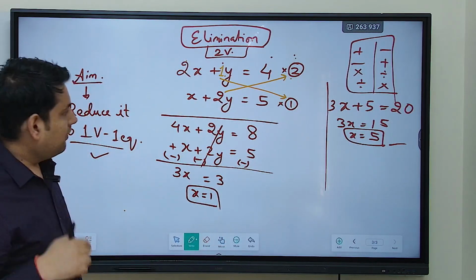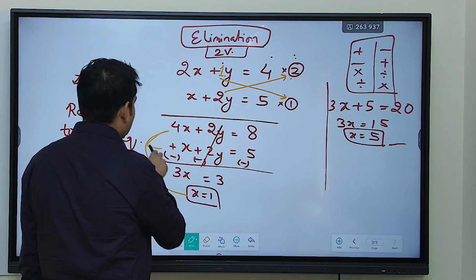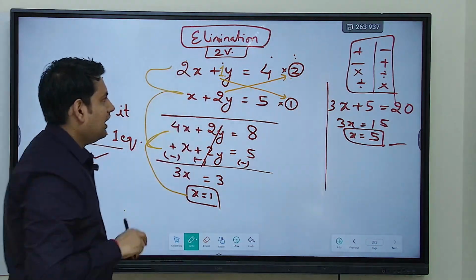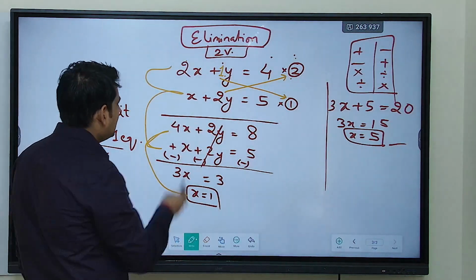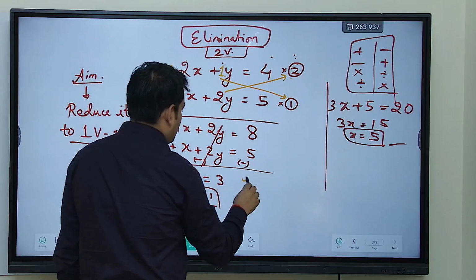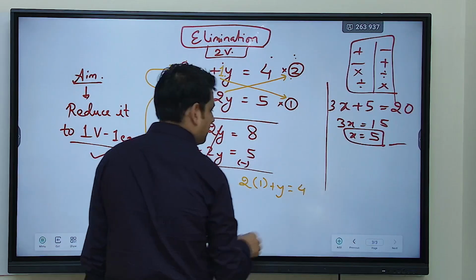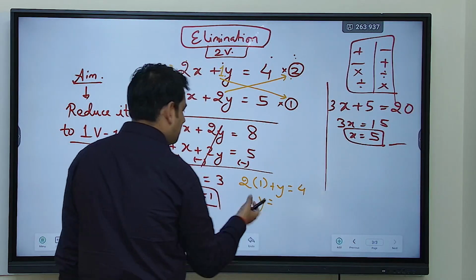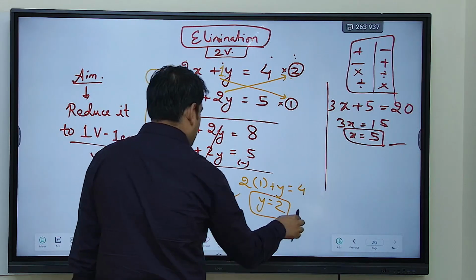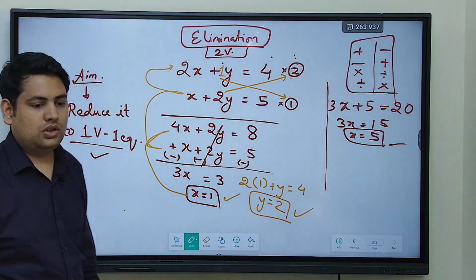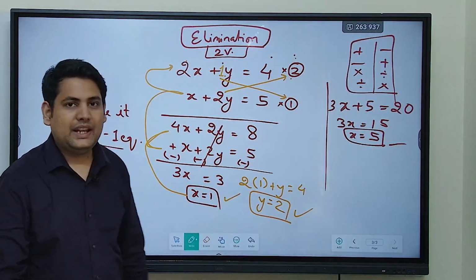Once you get x is equal to 1, you can put it back in this equation, this equation, this equation, or this equation. Any equation you want to put it back in, you can. Let's say you put it here. So you will get 2 into 1 plus y is equal to 4. That is, y is equal to 2, 4 minus 2 is 2. So x will be equal to 1 and y will be equal to 2. Simple. This is how you do it using the elimination method.